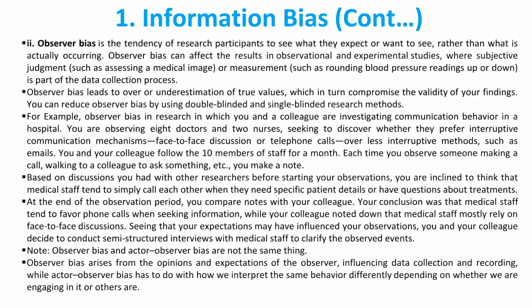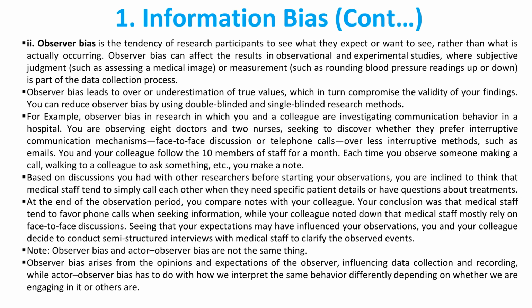Observer bias is the tendency of research participants to see what they expect or want to see, rather than what is actually occurring. Observer bias can affect the results in observational and experimental studies, where subjective judgment, such as assessing a medical image, or measurement, such as rounding blood pressure readings up or down, is part of the data collection process. Observer bias leads to over- or underestimation of true values, which in turn compromise the validity of your findings. You can reduce observer bias by using double-blinded and single-blinded research methods.